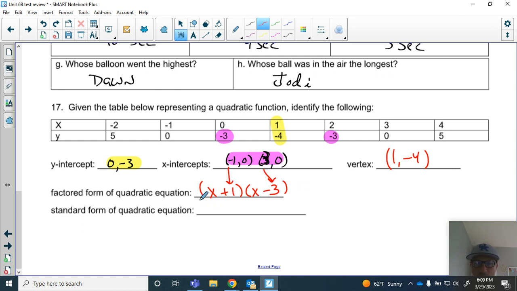The standard form is if we multiplied these together. If we FOIL this, x times x, x squared. X times -3, -3x, plus 1x minus 3. And I'm going to combine the middle terms: x squared minus 2x minus 3 equals 0. Or we can put y equals at the front.